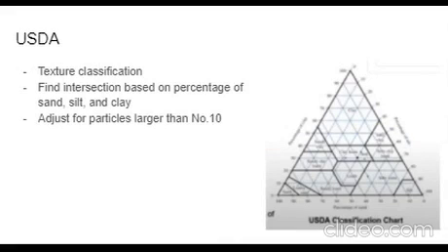The USDA classification, the United States Department of Agriculture, is very dependent on the classification chart. This chart is only used for soil that passes through the number 10 sieve, that is, particles smaller than 2.0 millimeters. And you have to find the intersection of the different sand, silt, and clay percentages to find what it is. And if the particles are greater than the number 10 sieve, then we have to make adjustments accordingly.